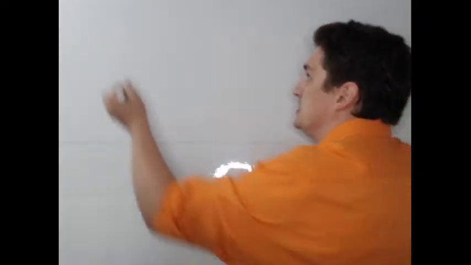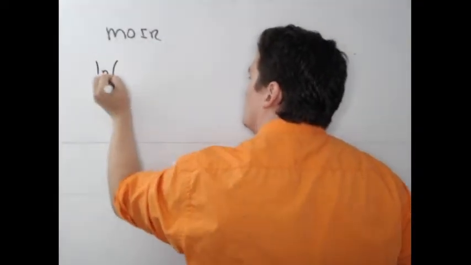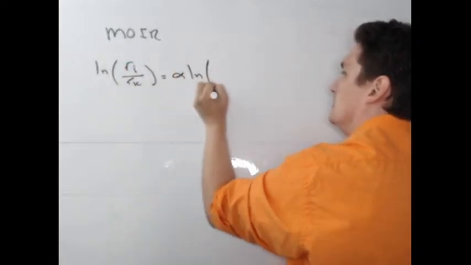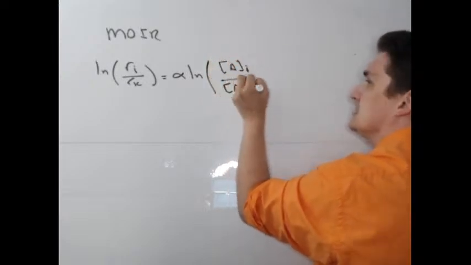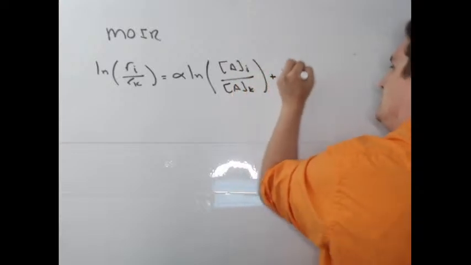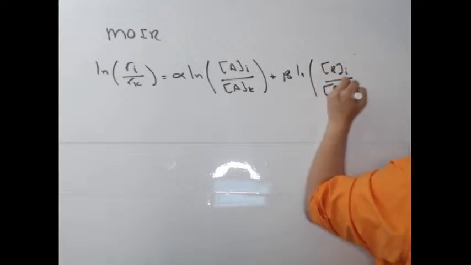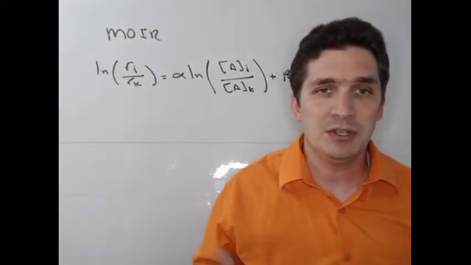All right, orders from concentrations homework. So this is just method of initial rates. In this case, we're going to use the formula: the natural log of one run over another run equals the order of reactant A times the natural log of the ratio of its concentrations between the runs, plus the order of B times the ratio of its concentrations. Now the trick here is to find two runs where the concentration of one reactant doesn't change.